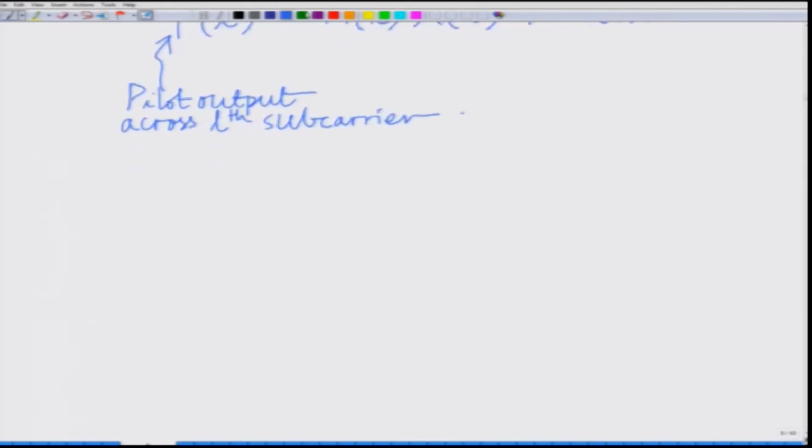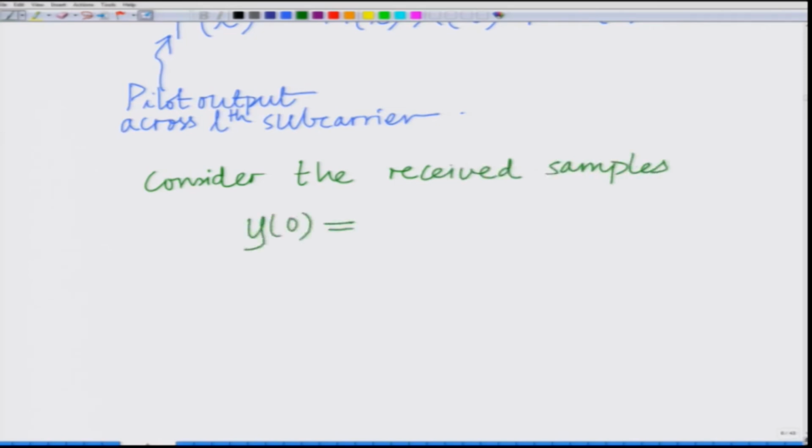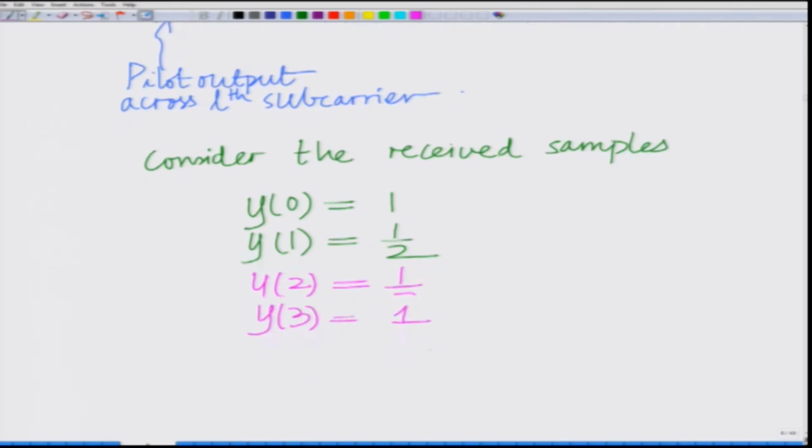Now, how to generate these pilot outputs? Let us say we consider the received samples. Remember, we have the received samples. Let us say the received samples are y0 equals 1, y1 equals half, y2 equals half and y3 equals 1. Let us consider this simple example of the received samples.